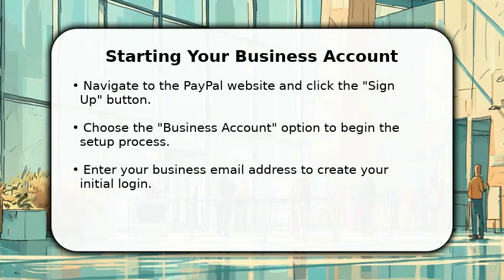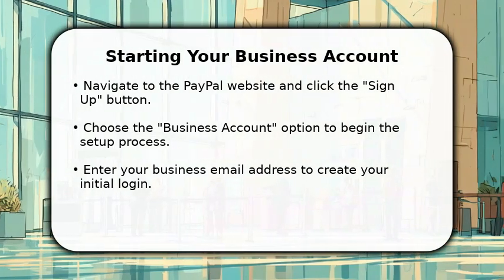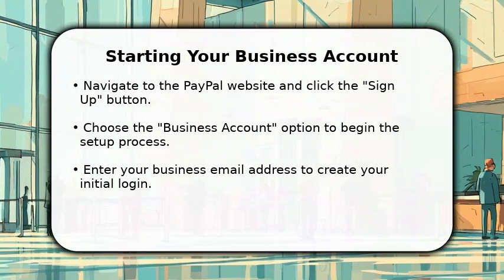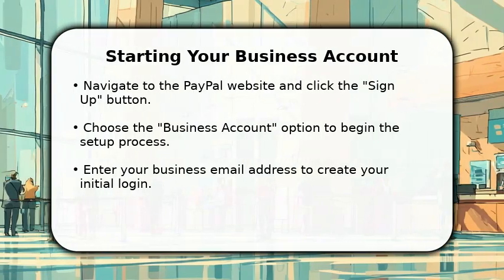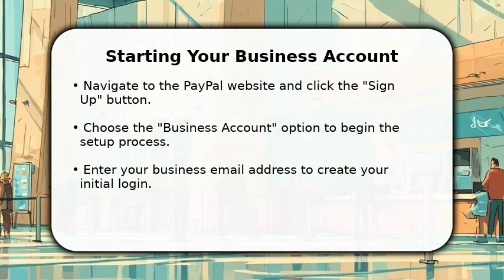Enjoy the video. In this video, I will explain how to set up a PayPal business account for dropshipping. First, go to the PayPal website and select Sign Up at the top right. Then, choose the Business Account option, which is essential for any business activity.